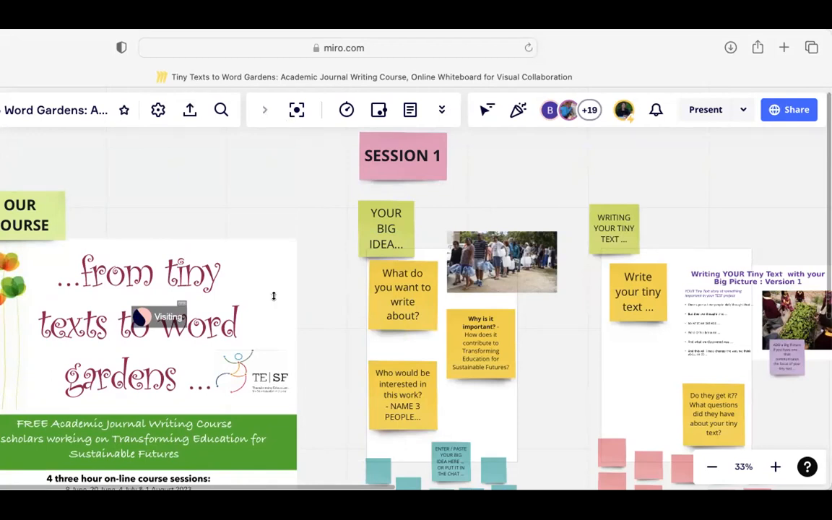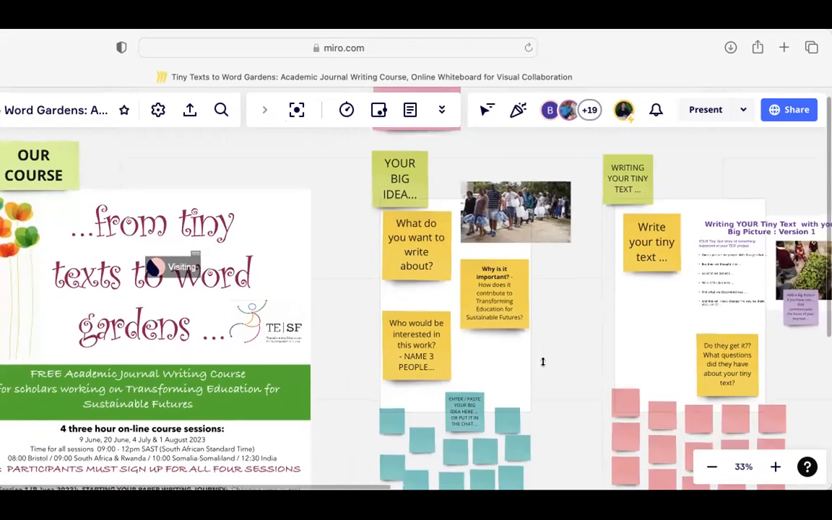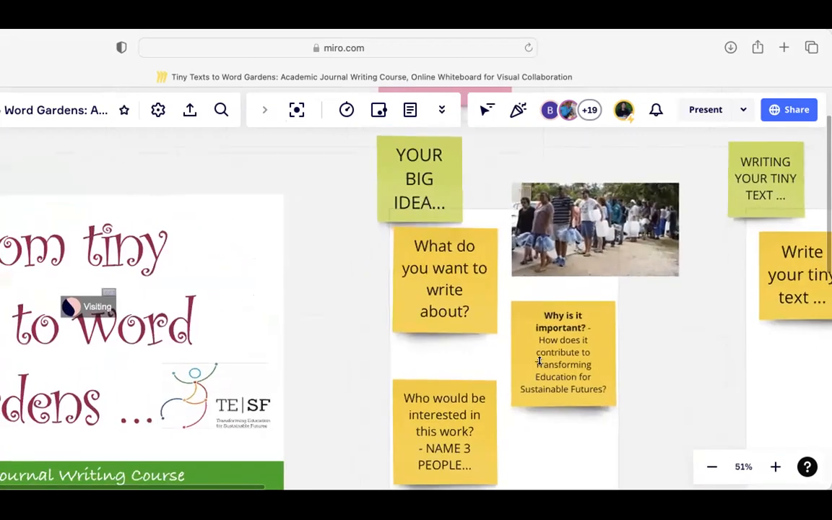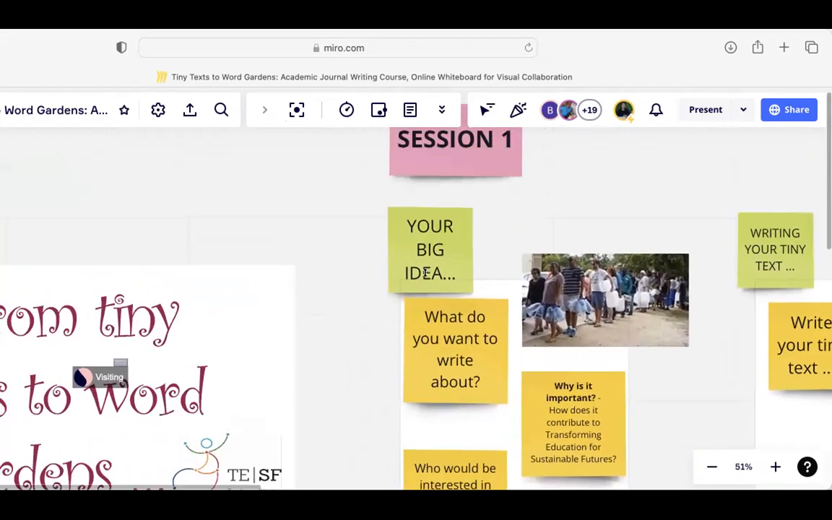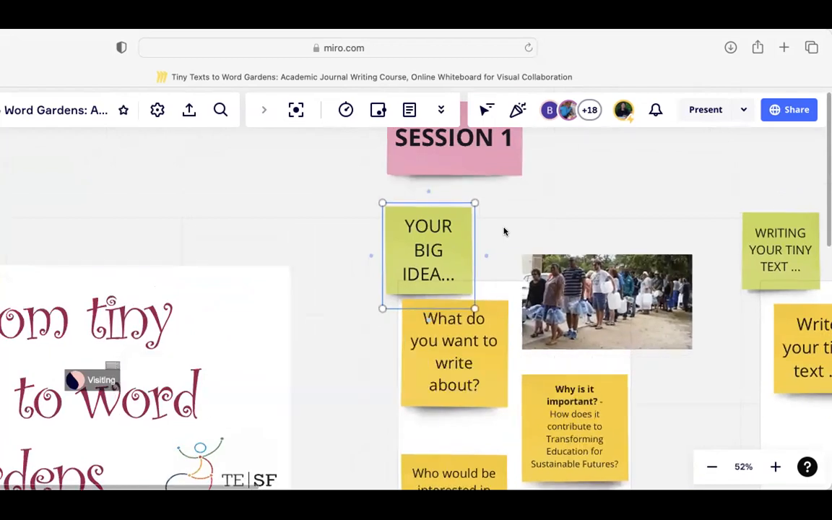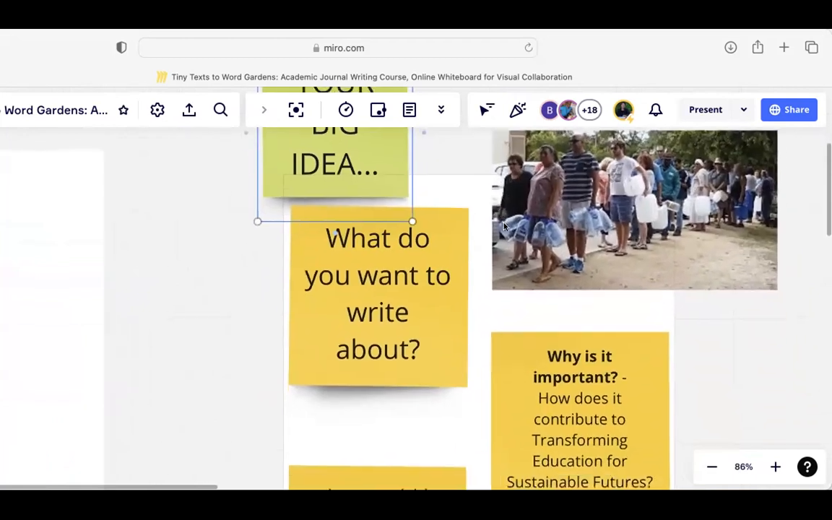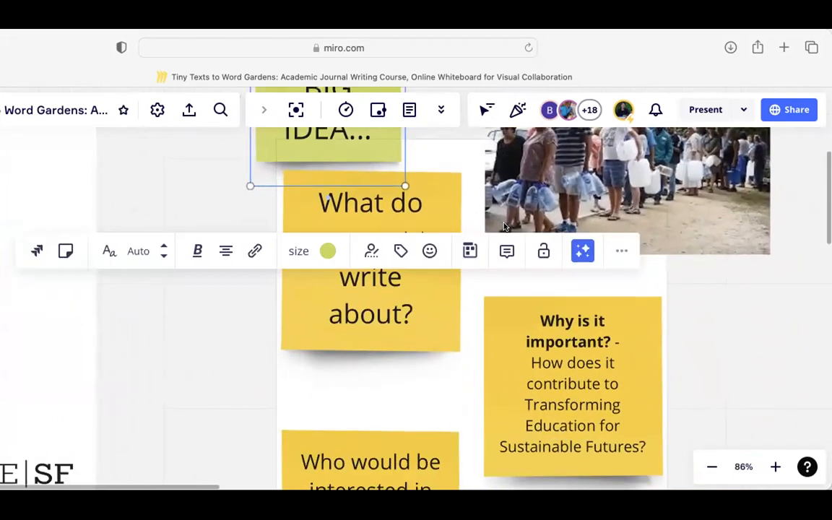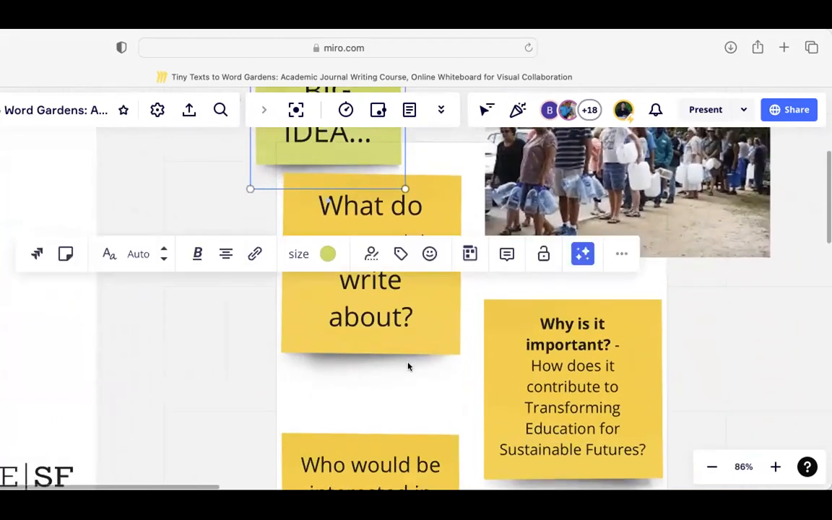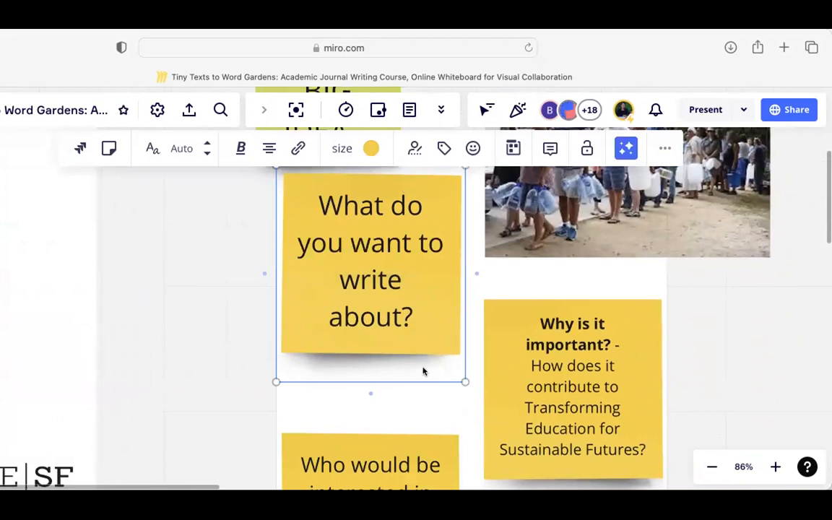Okay, so I'm going to start off just with this first section here, which is the section on your big idea. Okay, session 1, your big idea. So the question that I have here for you now is, what do you want to write about? Okay, what do you want to write about? So that's the first thing for you to answer for yourself.